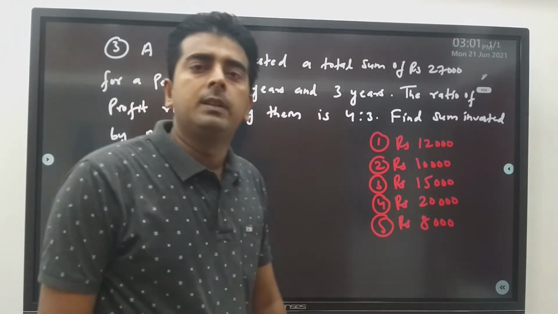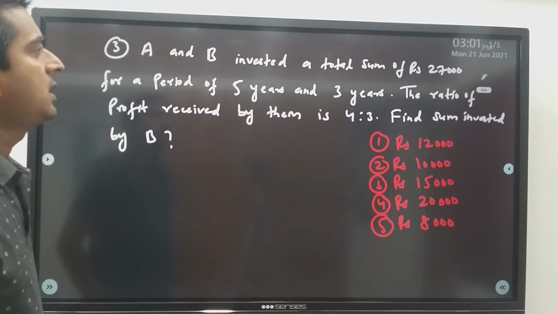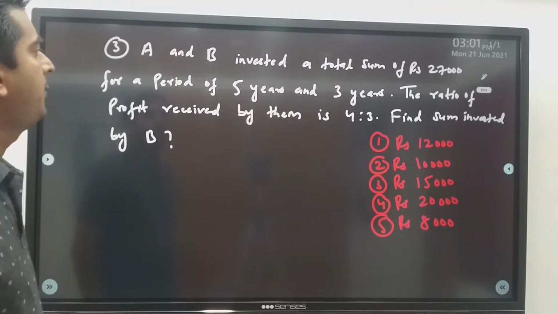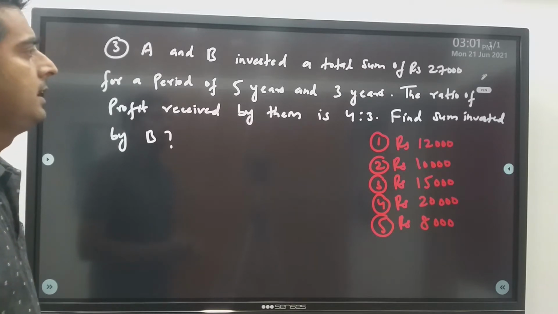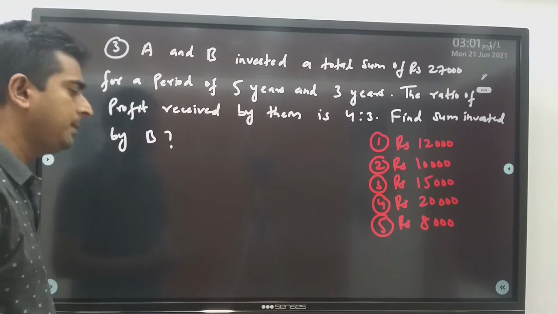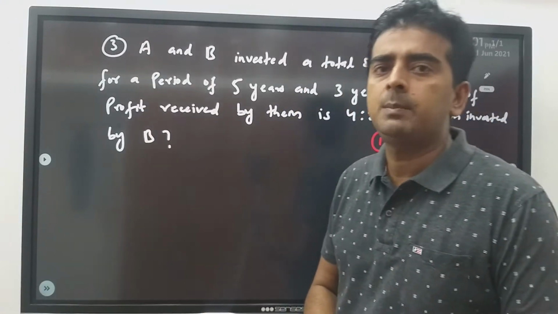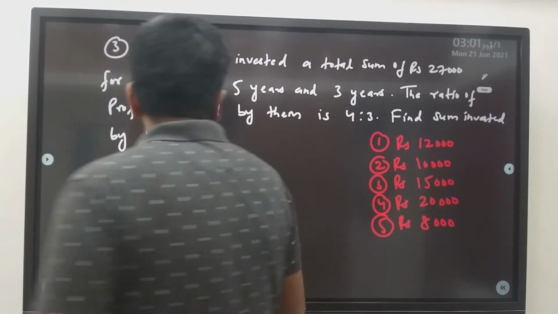So I hope you are clear with the previous question. Now we will see the next one. A and B invested a total sum of rupees 27,000 for a period of 5 years and 3 years. The ratio of profit received by them is 4:3. Find the sum invested by B. So we can calculate the sum invested by A also. We can calculate the sum invested by B also. Right? You know very well.